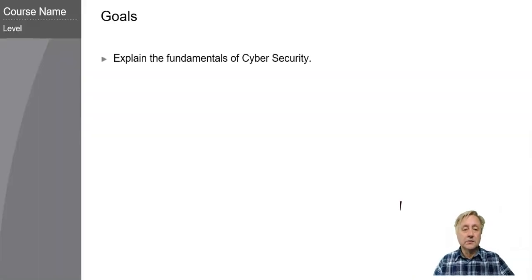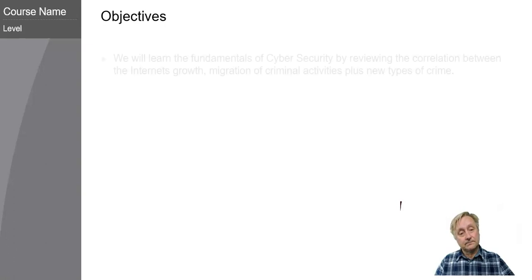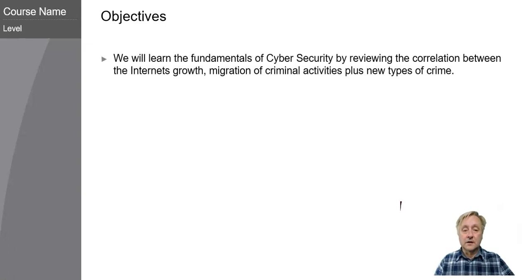The goals for this module are to explain the fundamentals of cybersecurity so that you have a good grasp of that, as well as being able to explain the relevance of cybersecurity: why is cybersecurity so important for businesses, government today, and individuals. The objectives are as follows.